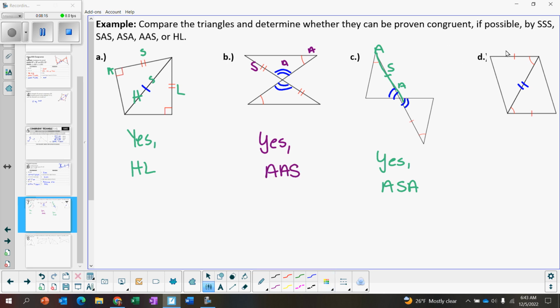And our last one here, that's a side, that's an angle, that's a side. If I connect the 2 S's, it touches the A, so SAS. Let's just make sure the other side matches. Connect the 2 S's, A is in the middle. So this is yes by SAS.